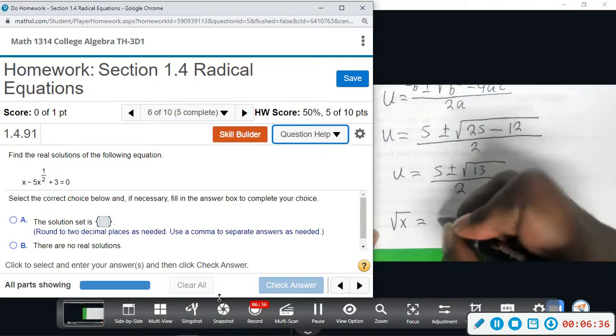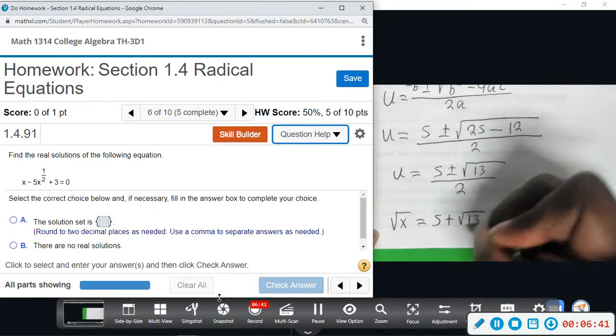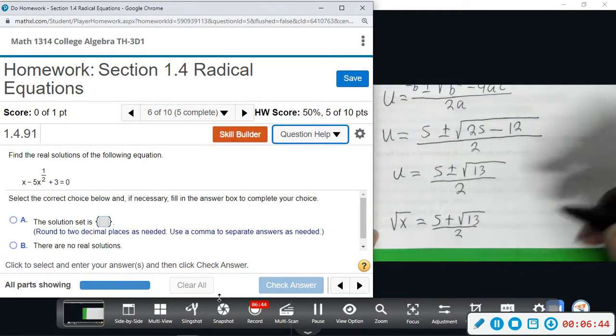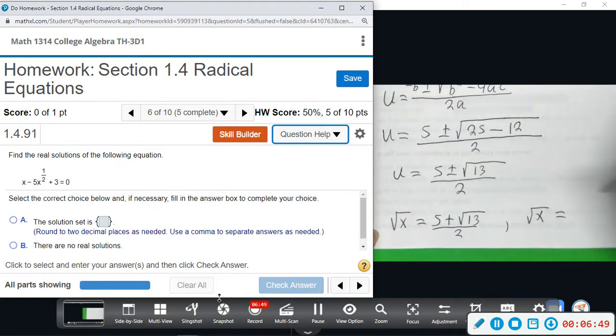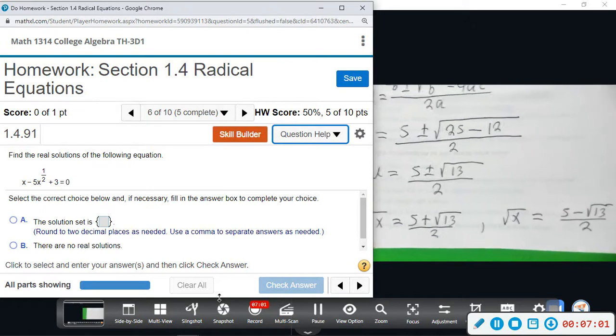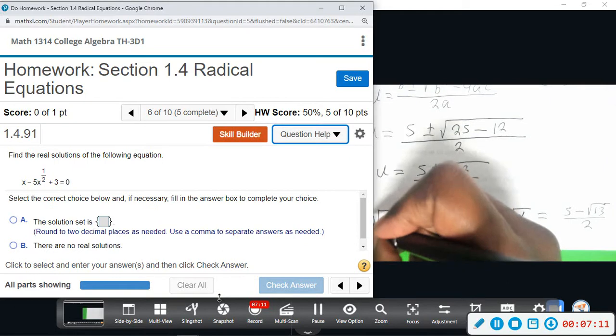I'm going to write 5 plus the square root of 13 divided by 2, and we also have the square root of x equals 5 minus the square root of 13 divided by 2. Now, we need just x, not the square root of x. I'm sorry, they're kind of cutting off. We need just x. So in order to get x by itself, we have to square both sides.